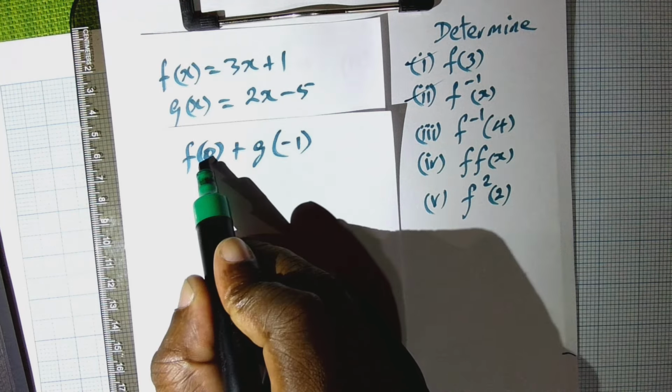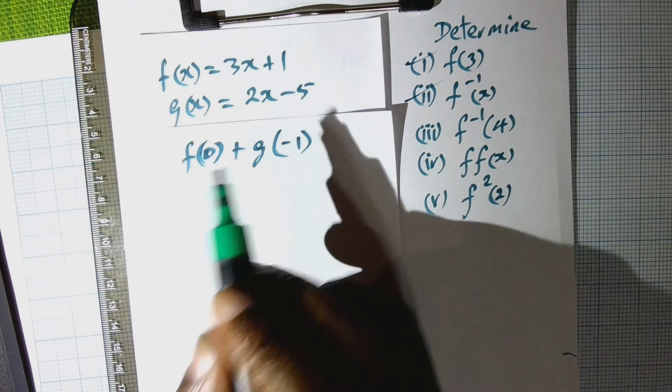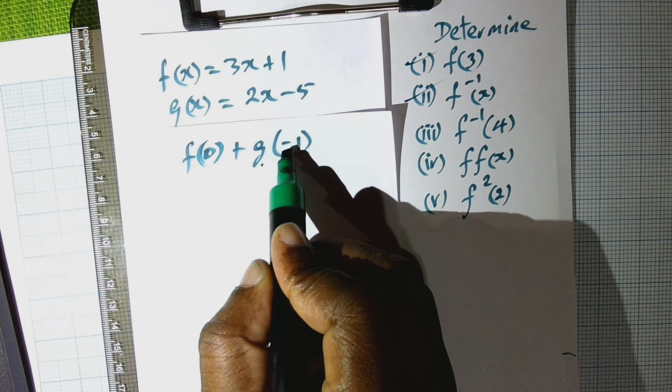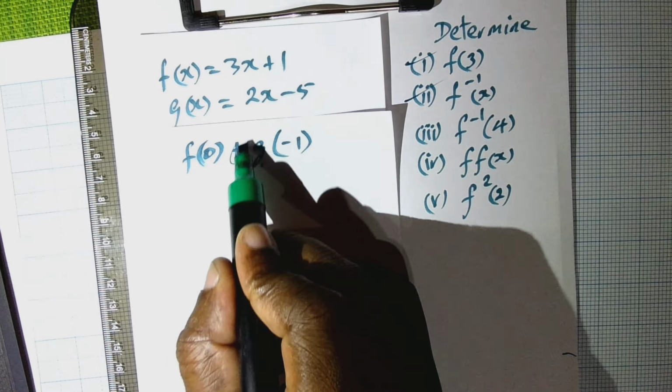Well, you find f of 0 first, then you find g of negative 1, and you work out what this operation here is saying. This is saying add. If it were a minus, you do the same thing. Find f of 0, then find g of negative 1, and then you minus them. So whatever sign is here, you do this last.